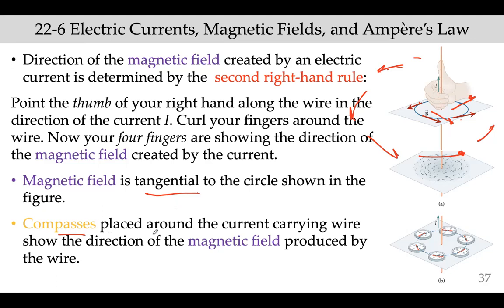Now compasses placed around the current carrying wire show the direction of the magnetic field produced by the wire. As you can see here, the magnetic field lines go in this direction, and you can see that the arrows of the compasses show the direction of the magnetic field lines. If you have a compass at home, you can actually try this experiment at home.